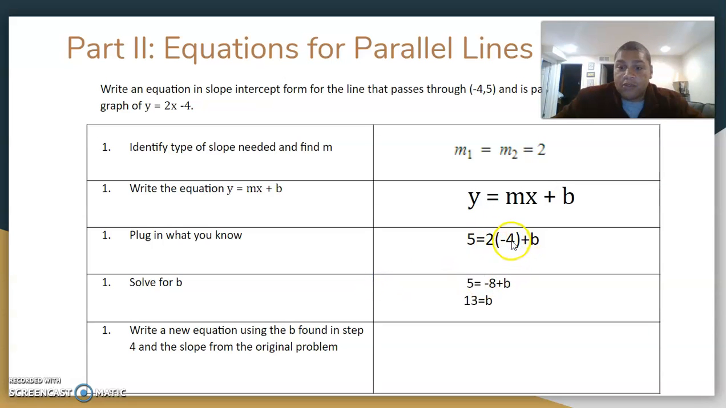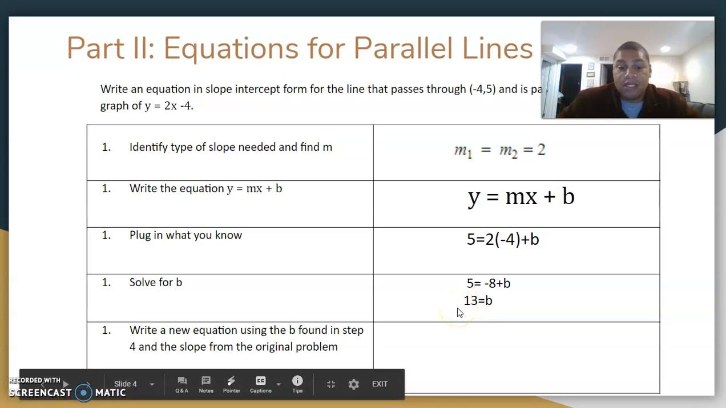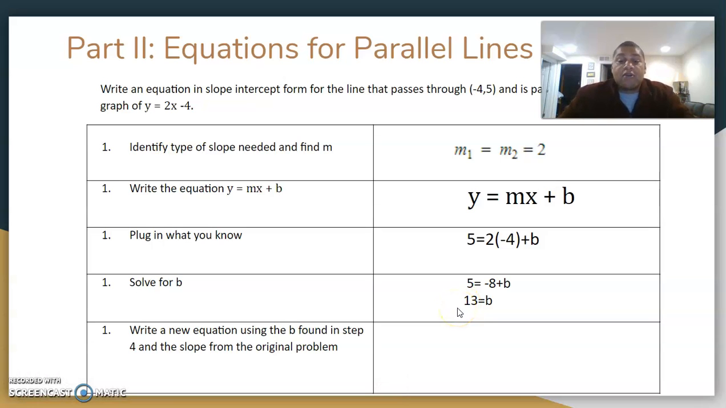Multiply 2 times -4 is -8. Add 8 to both sides, opposite operation, and b is 13. And then once we've done that, we're right back where we were. We've got m, we've got b, m is 2, b is 13, plug them in, and we're set. Y equals 2x plus 13.